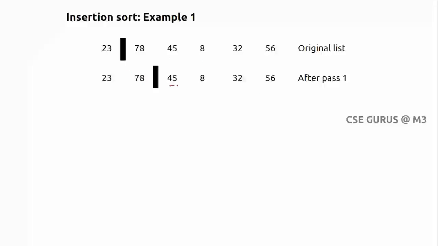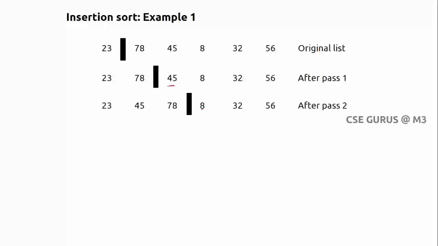Now you can take 45. What is the position of 45? Where does it have to be inserted? Is it left of 23, in between 23 and 78, or right of 78? Now you can see, is 45 less than 78? Yes, true. So 78 has to be shifted. Not only this, 45 has to be checked with 23 also. Now if we check 45 with 23, it's not true, right? So 45 has to be kept here only. So it will become 23, 45, 78.